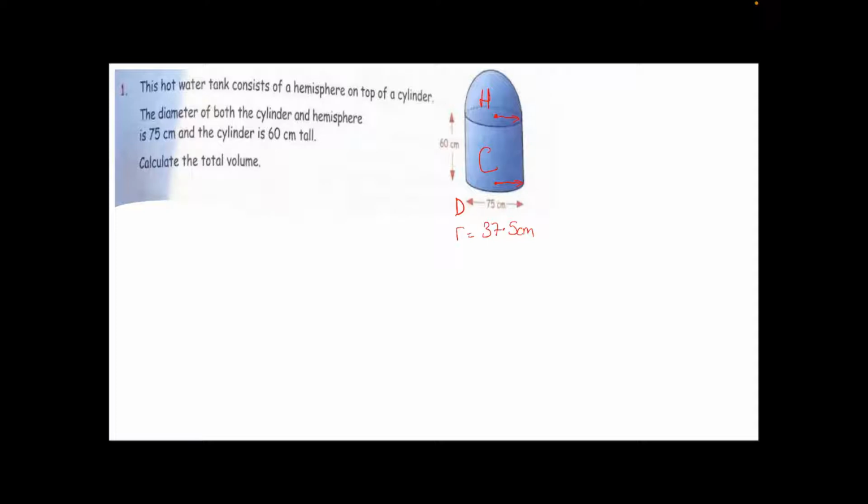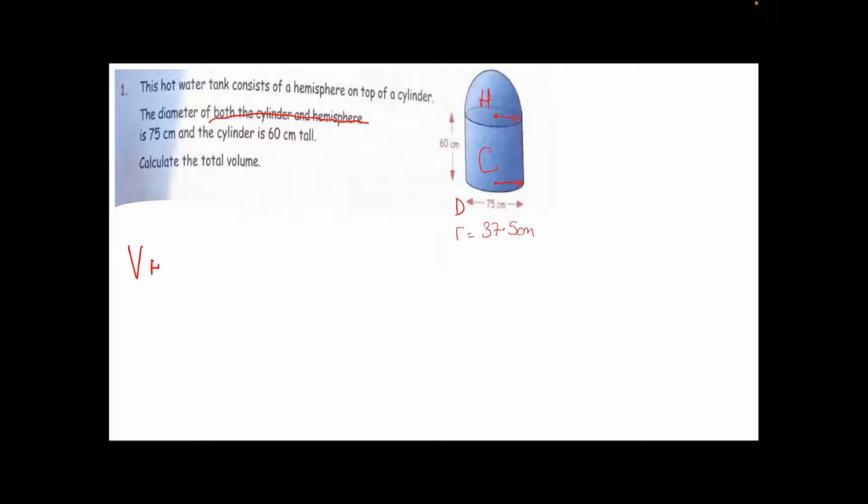The minute you see a volume question, and specifically questions like this where it's really wordy, it is so important that you read the full question. I know in maths we don't really like words, we prefer numbers, so we sometimes skip to the bits that we think we need. But it's really important there because it is telling us that both the cylinder and the hemisphere have a diameter of 75. I'm going to start with my hemisphere.